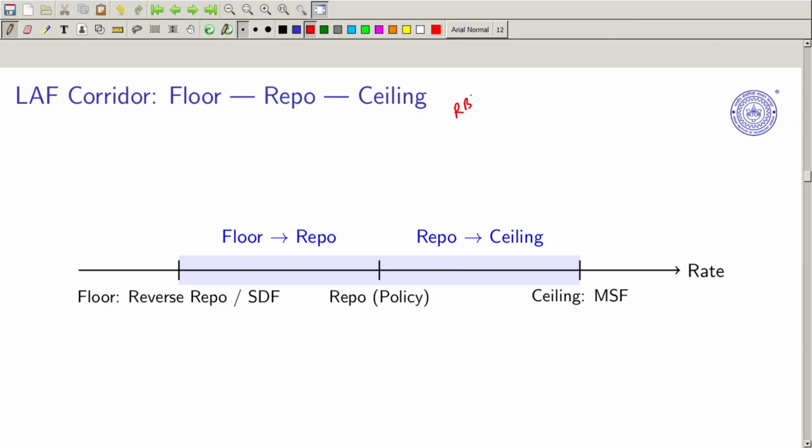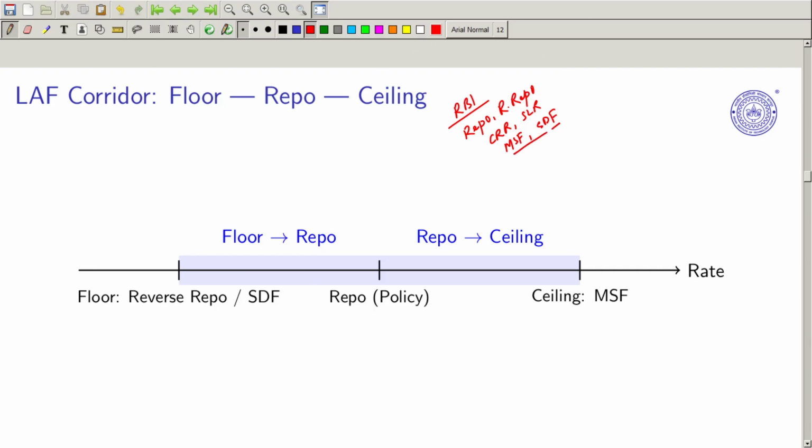To start this session, as we mentioned in the last session, the banking sector is regulated by RBI, and RBI has certain instruments. One is the repo, then the reverse repo, then the quantity-based instruments, CRR and SLR, then the Marginal Standing Facility, MSF, and then the Standing Deposit Facility, SDF.